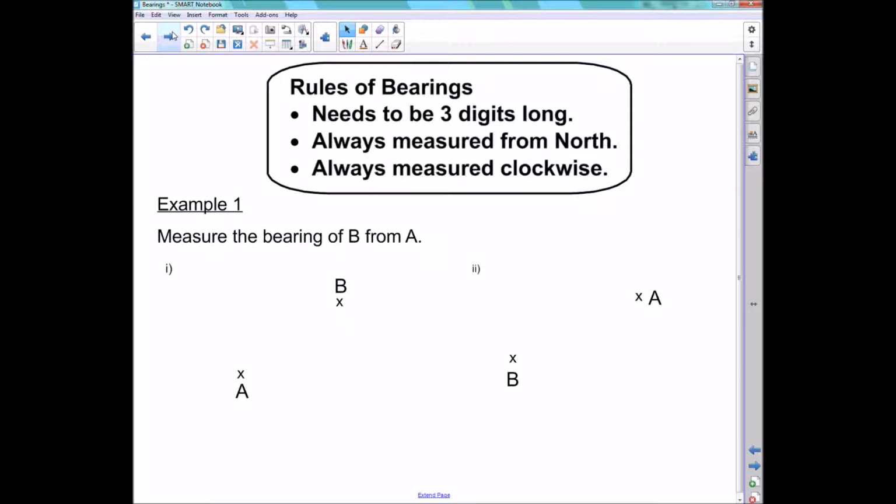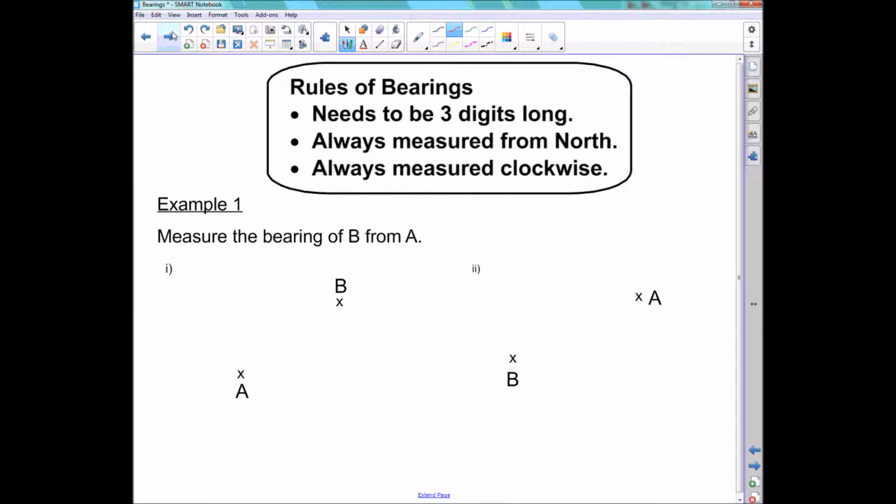So when you communicate 30 degrees as a bearing to somebody, they can draw on their map 30 degrees and it'll be exactly the same as the 30 degrees that you drew on. Okay, so let's look at some examples. Example 1 is measuring bearings.